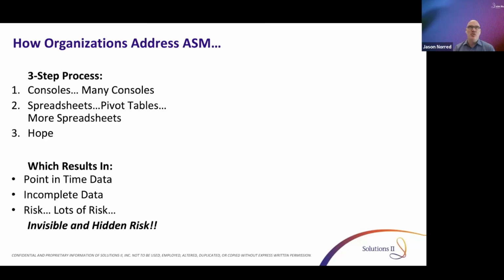You just hope that you're doing all the things and it's keeping the threat actors out of your environment. And I don't know, I've been to a handful of leadership classes. Hope is not a great strategy, in IT security or football or anywhere else. And all of this results in, I've already mentioned this, point in time data, incomplete data, and then risk, lots of risk. And then from our perspective, if you have these items in your environment and you don't have visibility to them, we identify that as invisible and hidden risk. And by definition, invisible and hidden risk is really accepted risk to the organization.